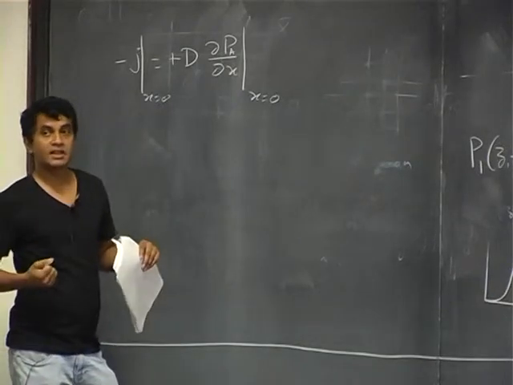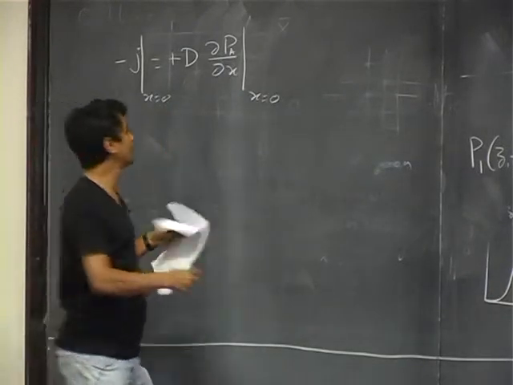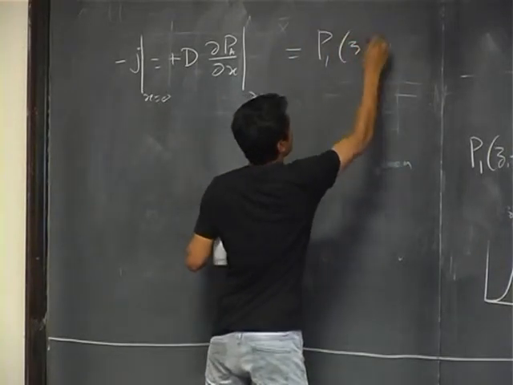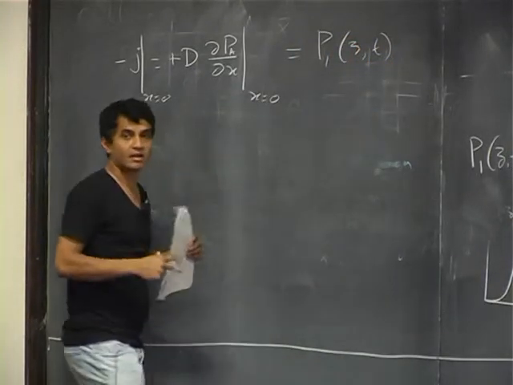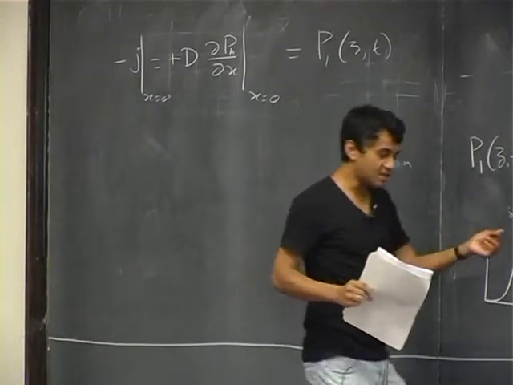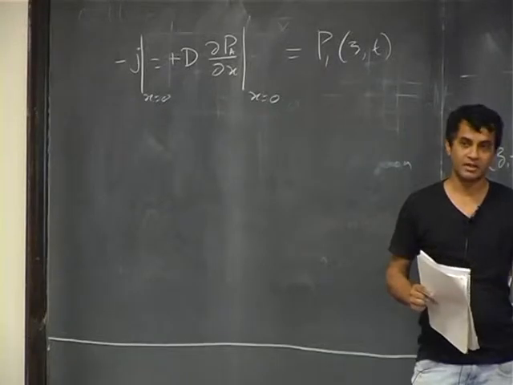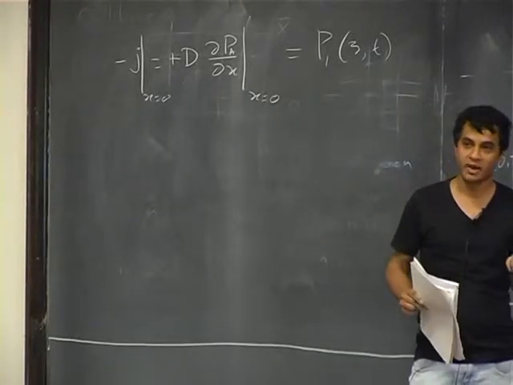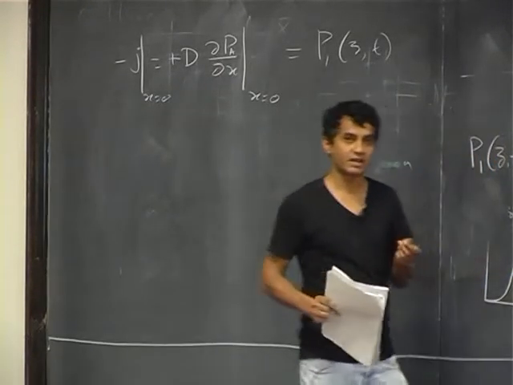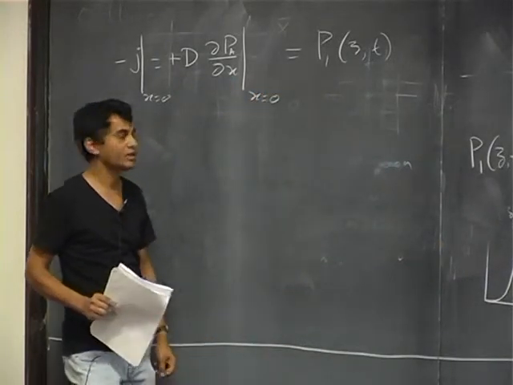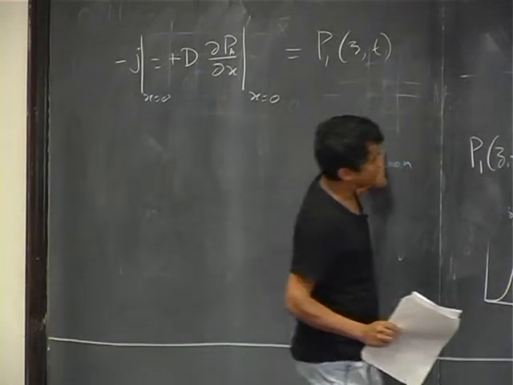Okay, so now what I'm saying is that this object is actually equal to the first passage time distribution, because the particles which are getting absorbed are getting absorbed for the first time. After they're absorbed, they're not coming back. So therefore, this current must be equal to the first passage time. Okay, so now we can do this.